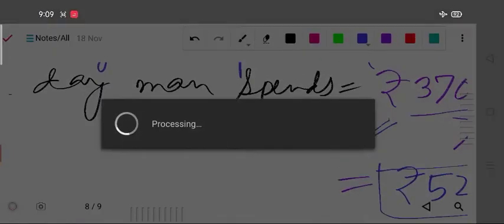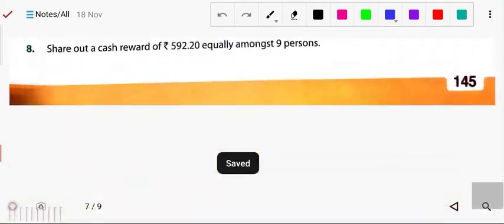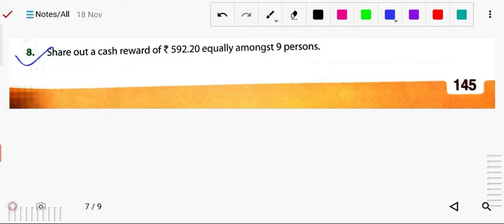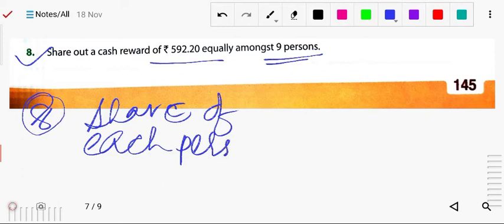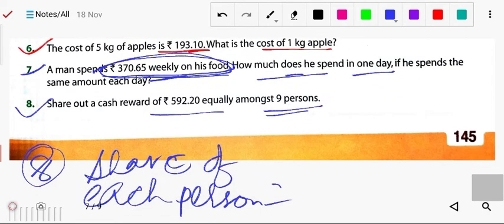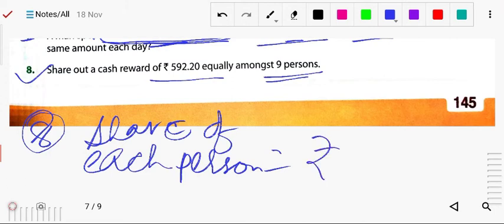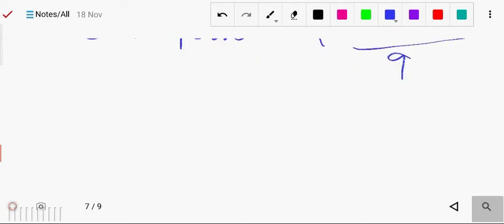Okay, now next question, number 8, the last one. Share out a cash reward of rupees 592.20 equally among 9 persons. So it means again we have to divide. Same we have to do. For number 8, we have to find the share of each person. So you can simply write rupees 592.20 and you can divide by 9.